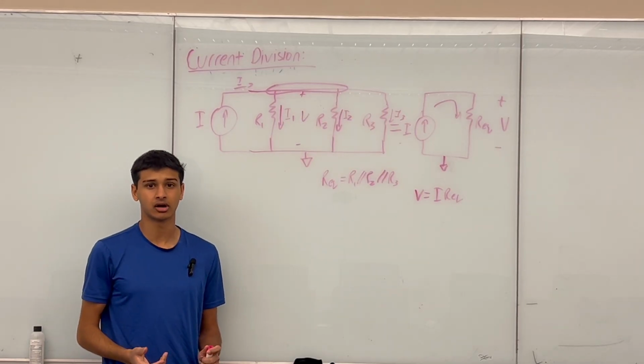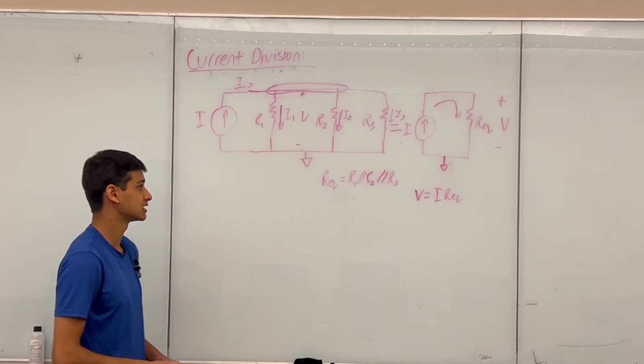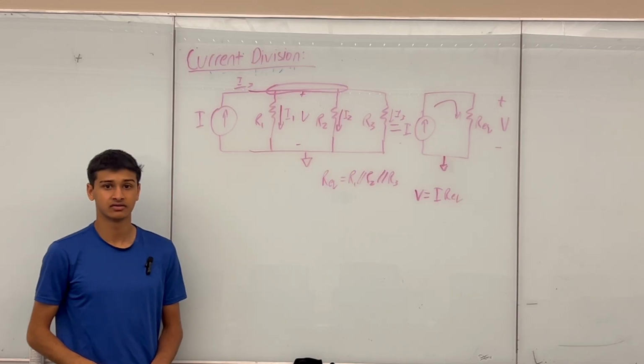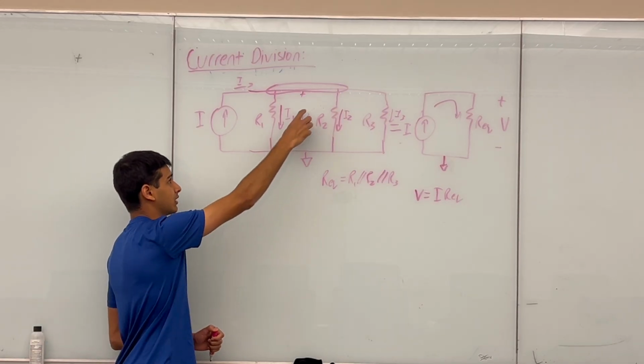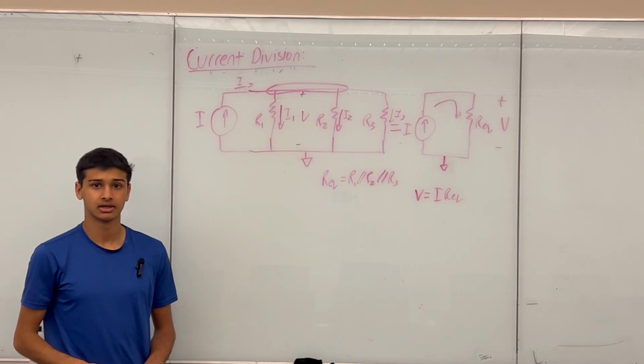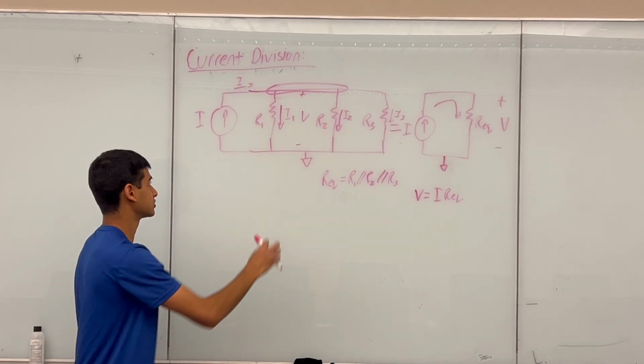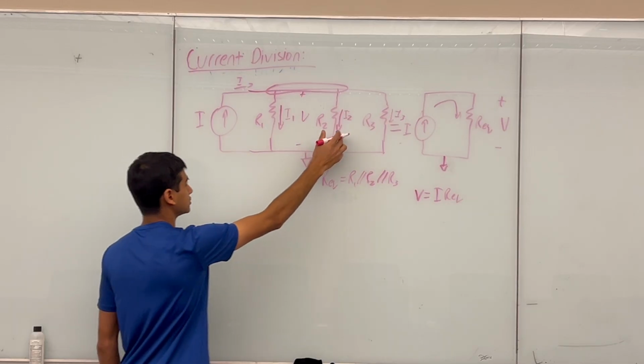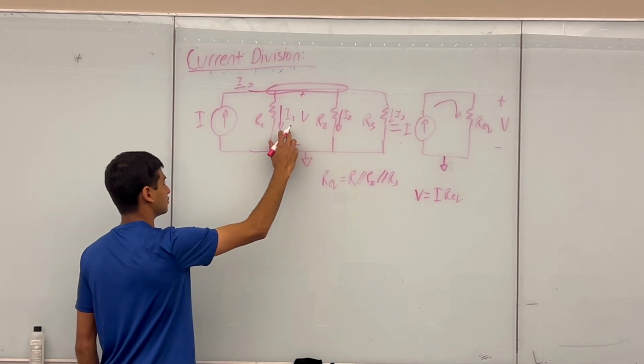All I want in a problem or a circuit to analyze is just a current and then a bunch of resistors, and I want to be able to solve for the current through the resistor automatically without having to go through the voltage. In order to do that, I'm going to write out the equation for I1. It's arbitrary. I could do I2 or I3, but I'm just going to choose to do I1.